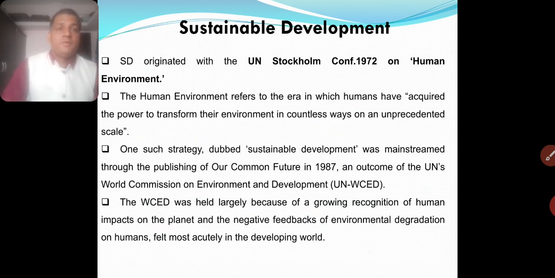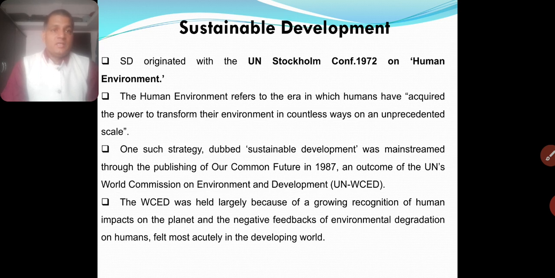So first of all, we will see what exactly sustainable development is. I think most of the resource persons have already talked about sustainable development, but in my point of view, what exactly is sustainable development? If you see the background, this term originated from the United Nations Stockholm Conference, which was held in 1972. The theme was the human and environment.